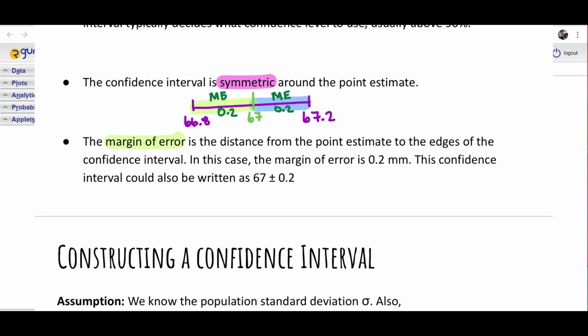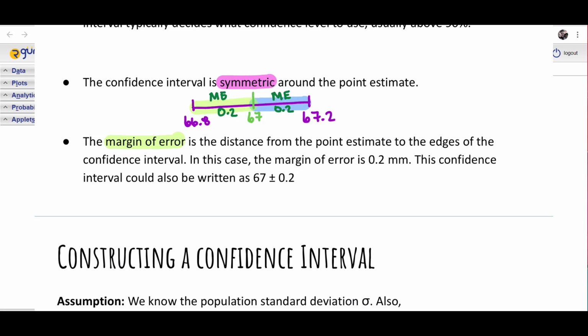0.2 is what we call a margin of error, and it is the distance from the point estimate to the edges of the confidence interval. So in this case, the margin of error is 0.2. And this interval can be written as 67 plus or minus 0.2. And what that means is the 67 is in the center, and if I subtract 0.2, I get the lower boundary of 66.8, and then if I add 0.2, I get the upper boundary of 67.2. So that's how that works.